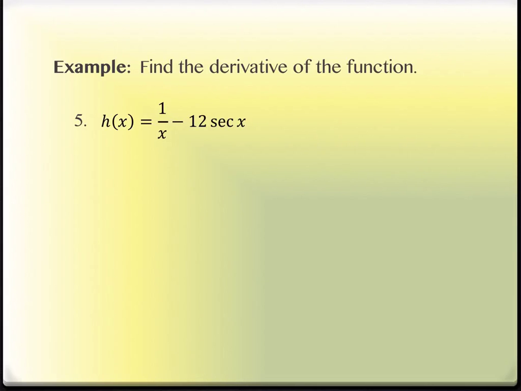Okay, so we've got one. H of x equals 1 over x minus 12 secant x. All right, so what are we going to do with the 1 over x? We've seen this happen in the last section. What would we need to do with it? Yeah, so it'll be x to the negative 1 minus 12 secant x. Again, there's no calculus in that yet, but it helps us to do the calculus if we do the rewriting algebra first. All right, so now what is the derivative of x to the negative 1?